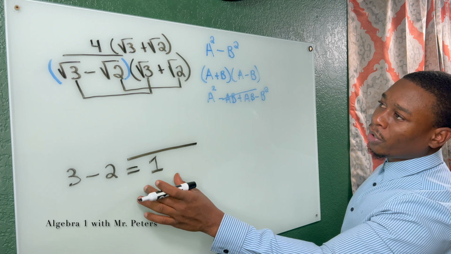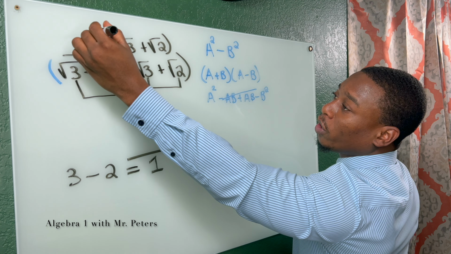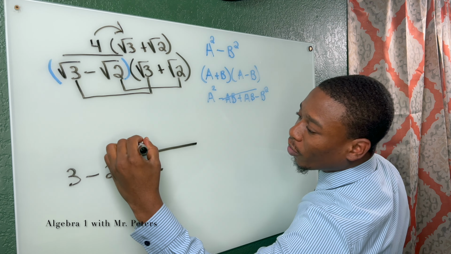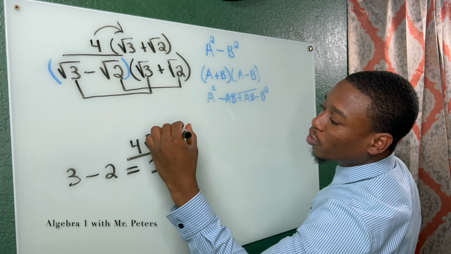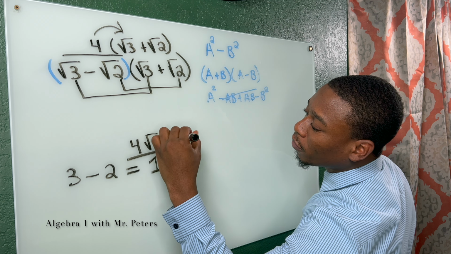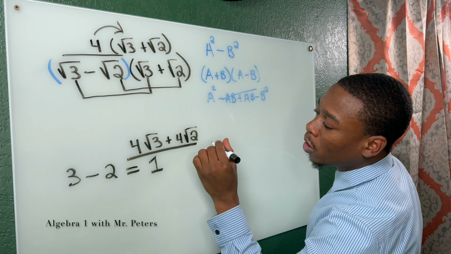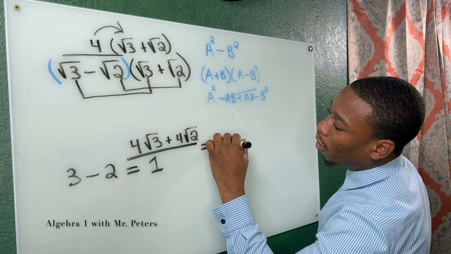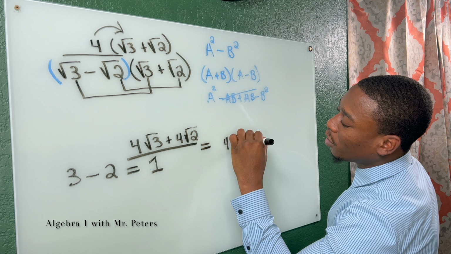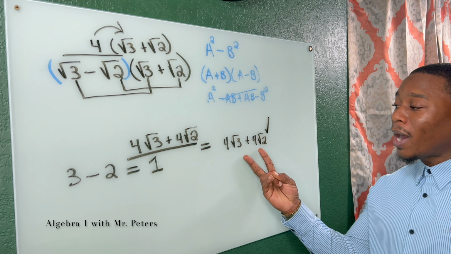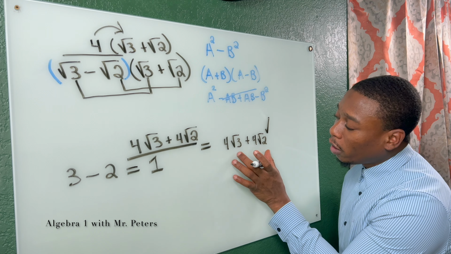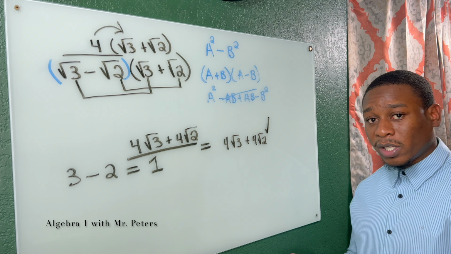So now that we've done that, let's bring our fraction in. That's the denominator. Now we're going to distribute. 4 times radical 3 is going to be 4 radical 3. And then 4 times radical 2 is going to be positive 4 radical 2. So once we simplify this, our answer will be 4 radical 3 plus 4 radical 2. We cannot combine these two radicals because the number under the radical is not the same.